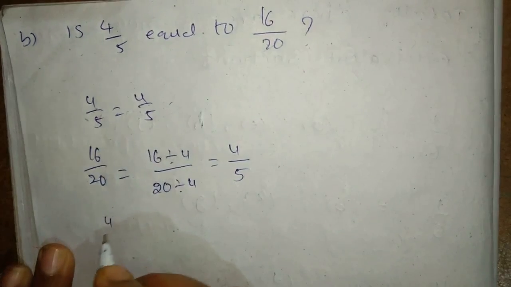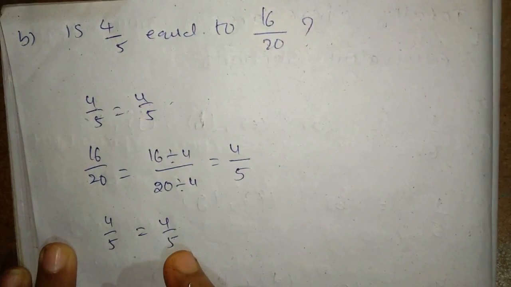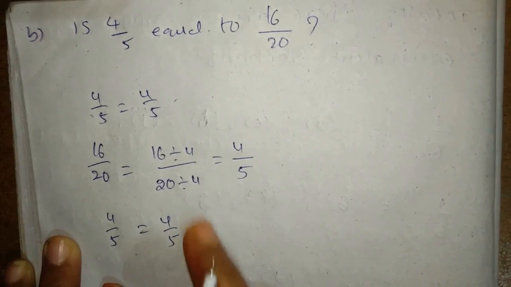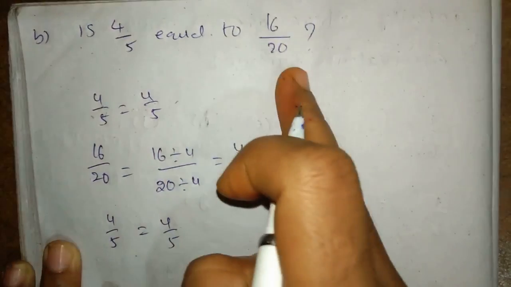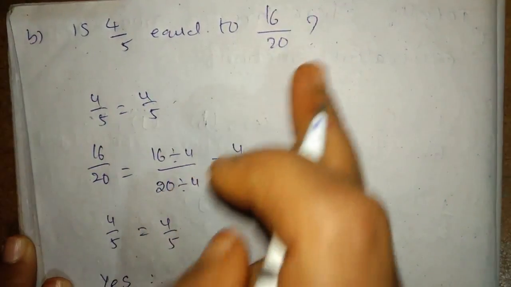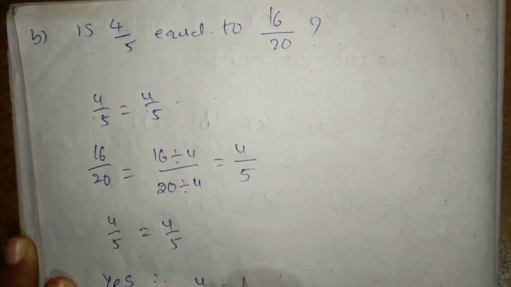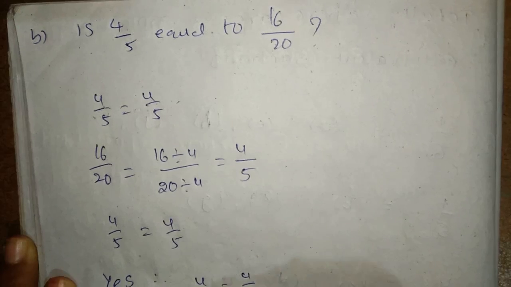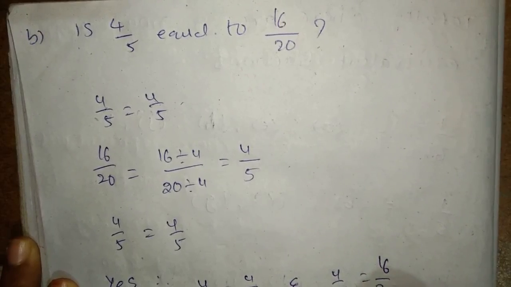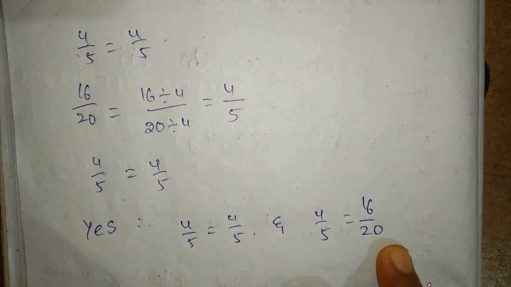Now here also 4 by 5, here also 4 by 5. In this, the numerators are equal and the denominators are also equal. So is 4 by 5 equal to 16 by 20? Yes. These two fractions are equal. So 4 by 5 is equal to 4 by 5 and 4 by 5 is equal to 16 by 20.